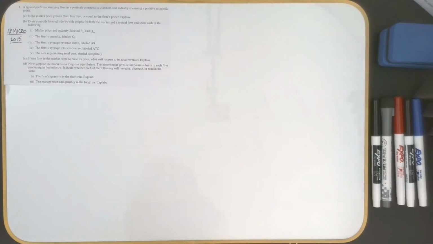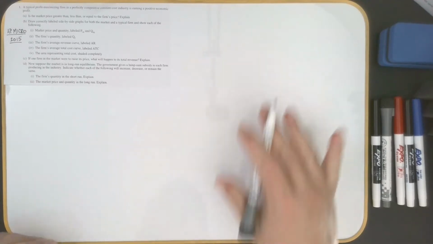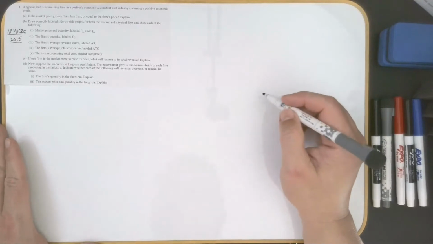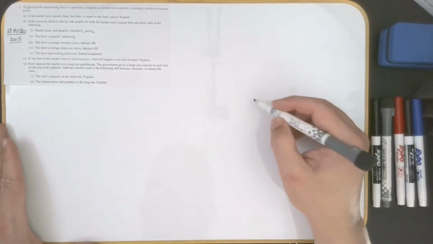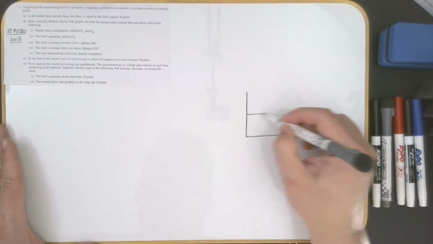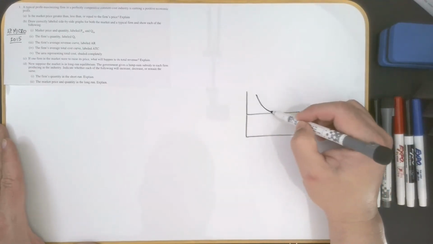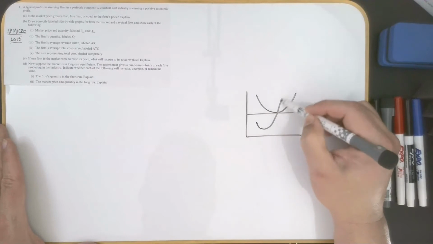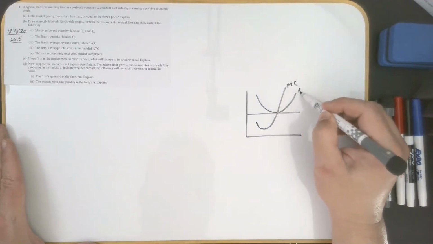So it says, a typical profit maximizing firm in a perfectly competitive, constant cost industry is earning economic profit. So it is earning economic profit. Well, just for the sake of review, I actually want to draw the three versions of perfect competition to refresh your memory. The one I just had written here was when Mr. Darp was here, and we had our ATC and our marginal cost curve all intersecting at the same place.